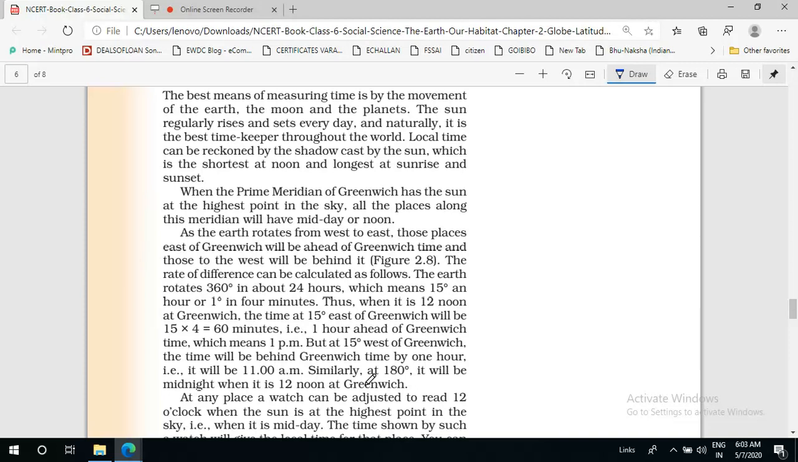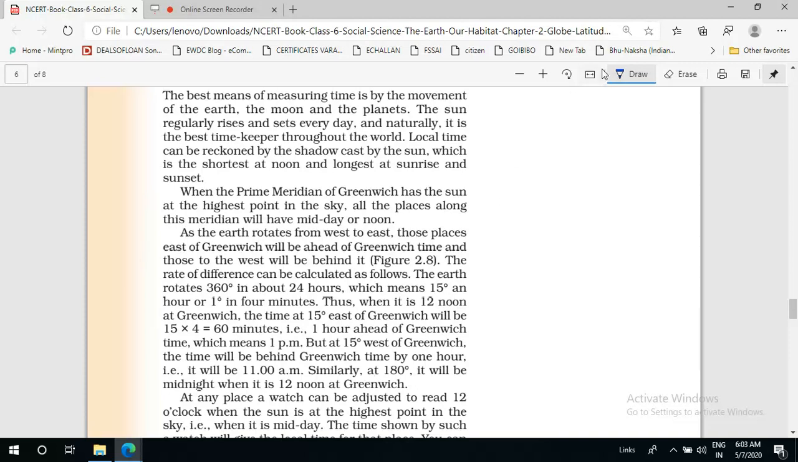Okay, how did people know what the time is? The time was measured by people according to the shadow created by the sun. When the sun is overhead, we find that our shadow is the smallest. And when the sun rises or sets, at that time the shadow is the longest.